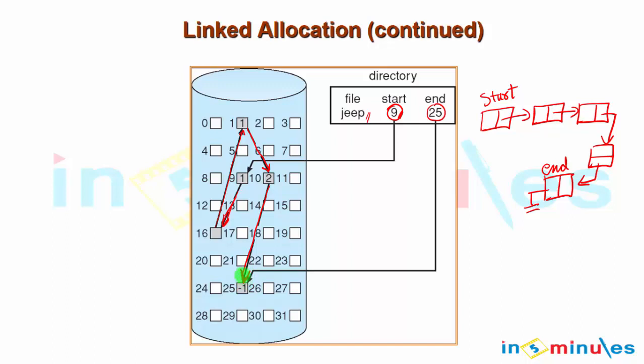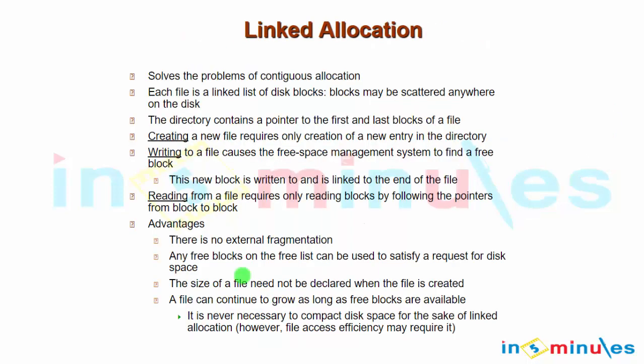So this is a much better version compared to the other one. External fragmentation can be greatly reduced, so we say no external fragmentation. Any free block in the free list can be used for satisfying a request, which is a very good option. The size of the file need not be declared. As the file grows, the linked list structure can always grow further. The file can continue to grow without any issue. So basically this construction is considered to be a better option compared to what we had earlier in continuous memory allocation.